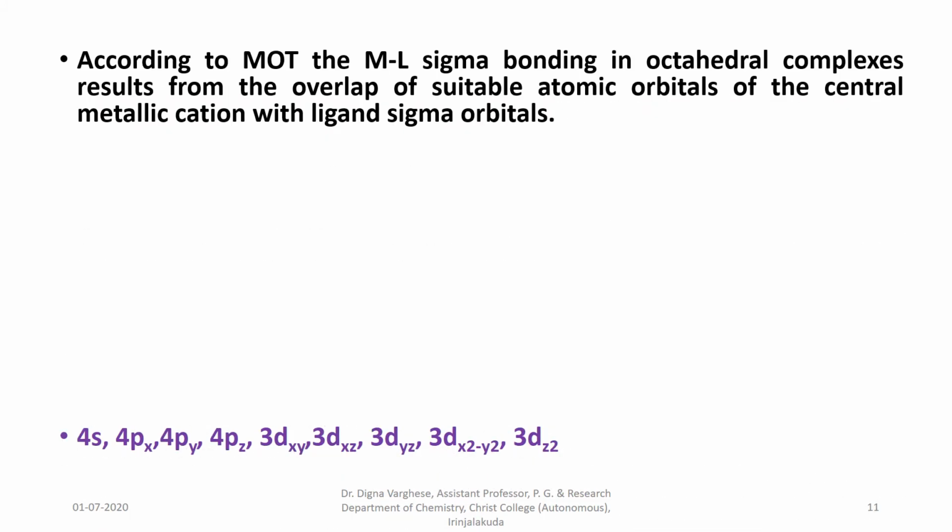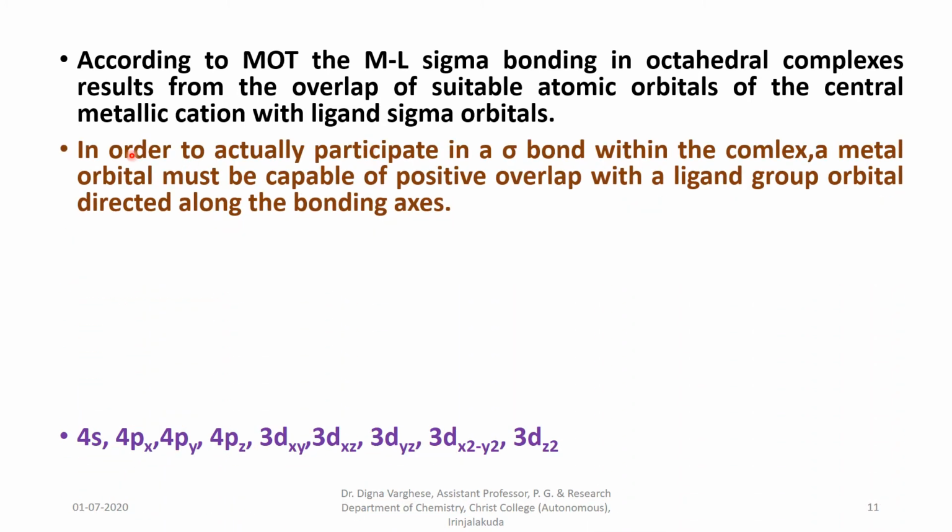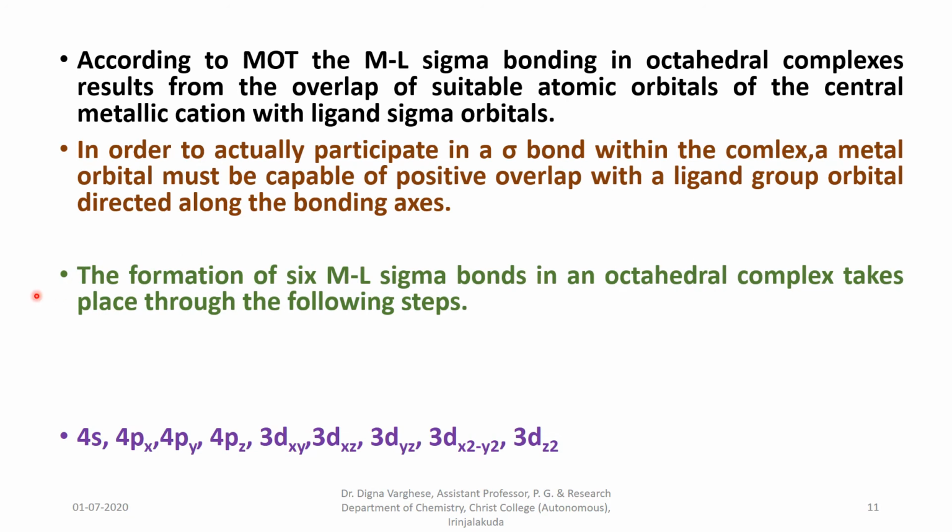According to molecular orbital theory, the metal-ligand sigma bonding in octahedral complexes results from the overlap of suitable atomic orbitals of the central metal cation with the ligand sigma orbitals. In order to participate in a sigma bond within the complex, a metal orbital must be capable of positive overlap with a ligand group orbital directed along the bonding axis. The formation of 6 metal-ligand sigma bonds in an octahedral complex takes place through the following steps.